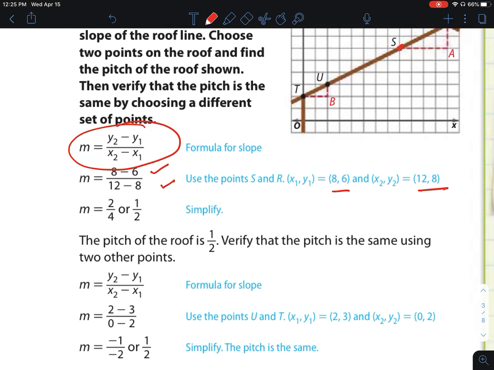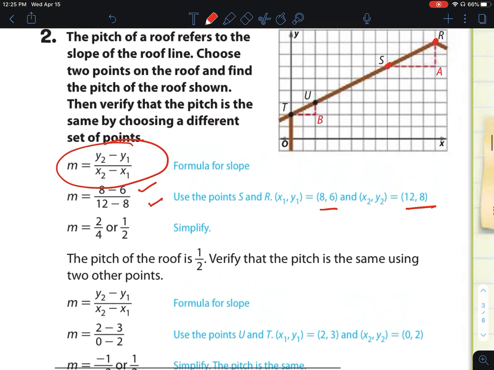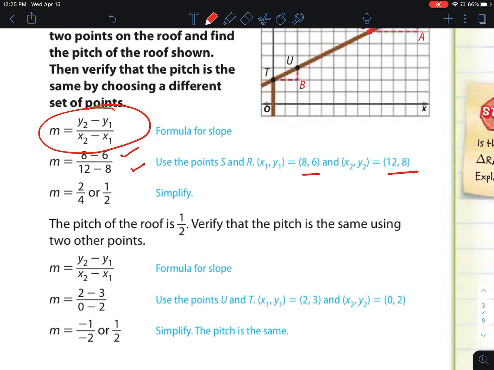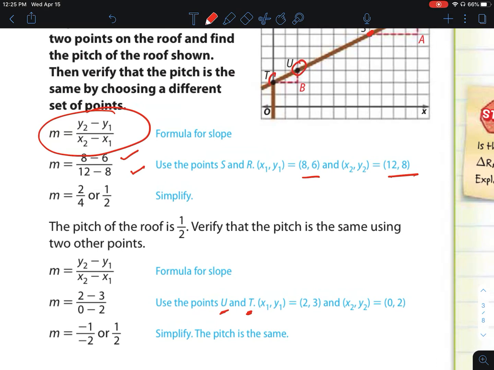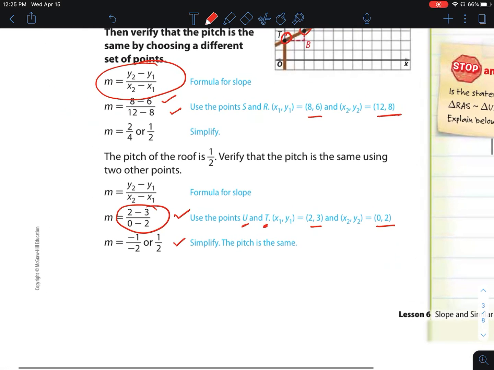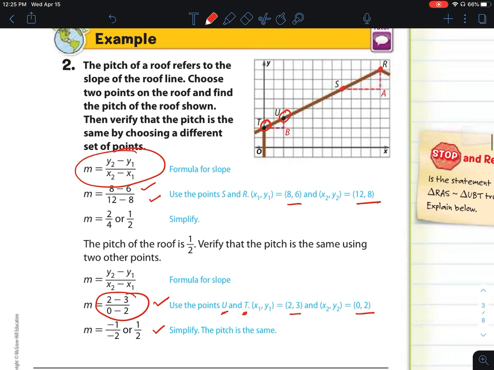Verify that the pitch is the same using 2 other points. So let's use 2 other points. In this case now, instead of using S and R, we use U and T. So this is point U, and that's point T right there. So the point x1, y1 is 2, 3. x2, y2 is 0, 2. Substitute the values right here. Again, you end up with 1/2. So you notice that the slope is the same for both.